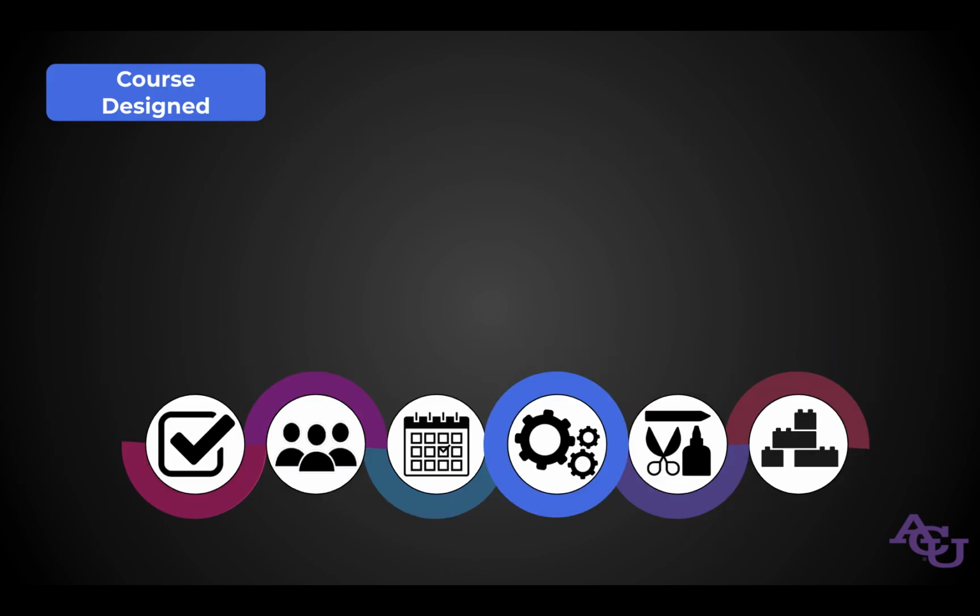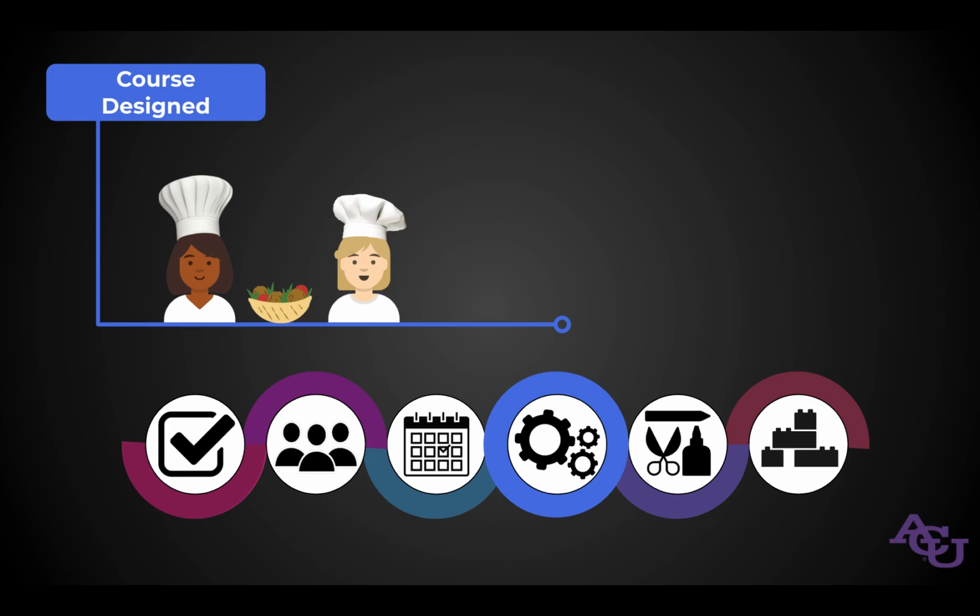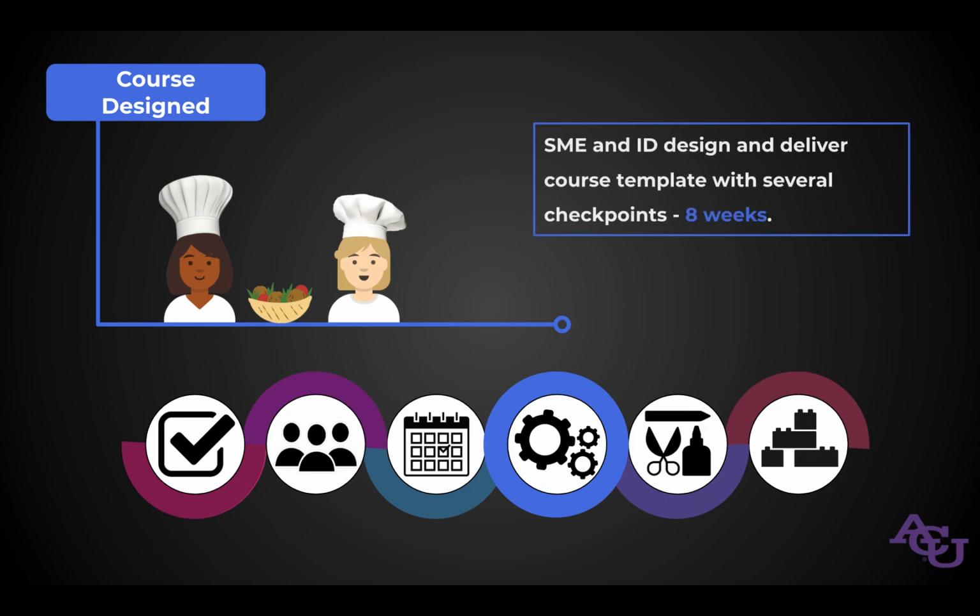The fourth step in this process is when the course is actually designed. For example, before you go into a restaurant and order a meal, an executive chef and sous chef work together to design the dish for the restaurant's menu. In a similar fashion, the SME and ID design and deliver a course template with several checkpoints over the span of 8 weeks.